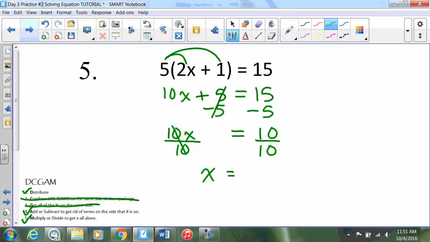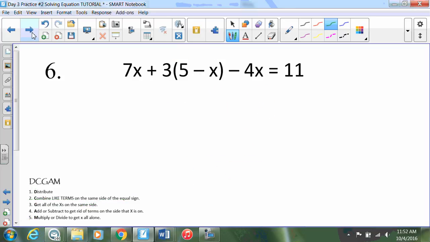Now here's the problem. 10 over 10 is 1, but this time I have to write it. Do you see the difference? I could write 1x equals 1, but then I have to divide both sides by 1. It's just easier when you have 1x to write x, but when you have the answer being 1 on the right side, you've got to write that. All right, hopefully that made sense.